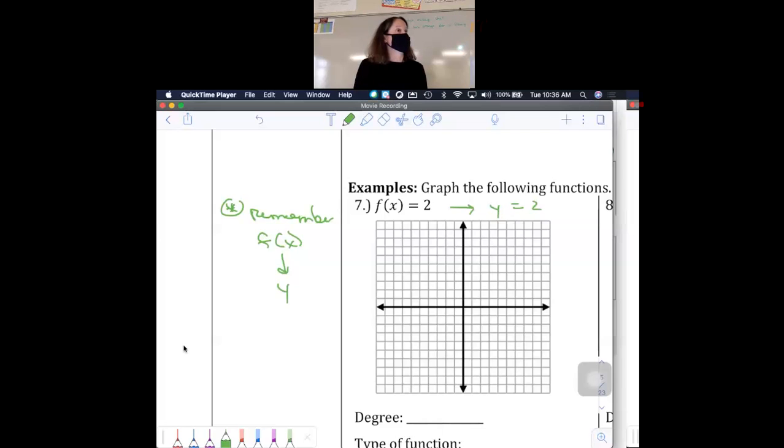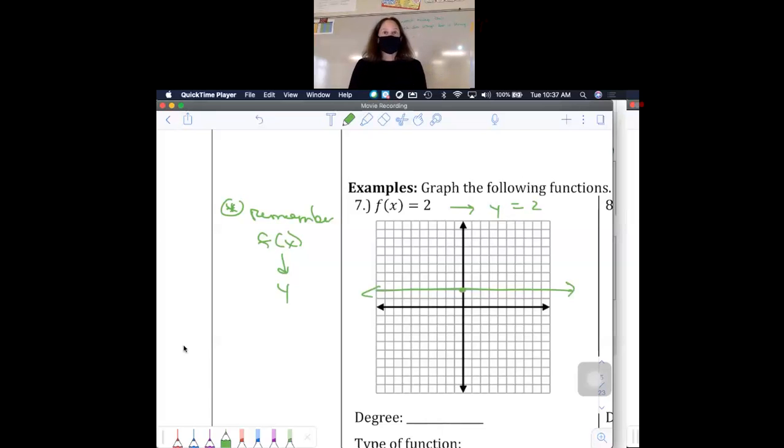So what would that graph look like? Horizontal. Because if you think about it, it's in the form y equals mx plus b, so 2 would be my y-intercept. And from there, the only way I can have this, other than being on an axis, would be a horizontal line. So there is my function, my graph.